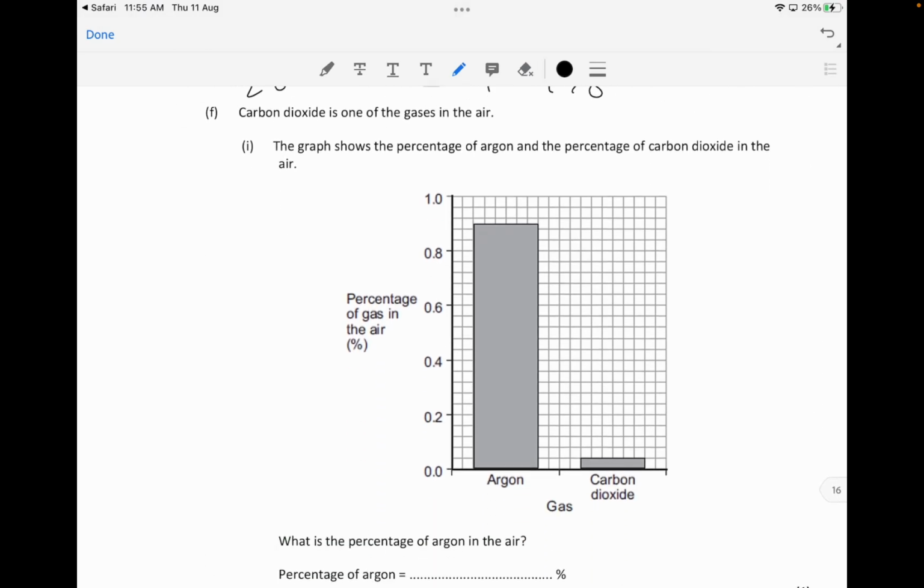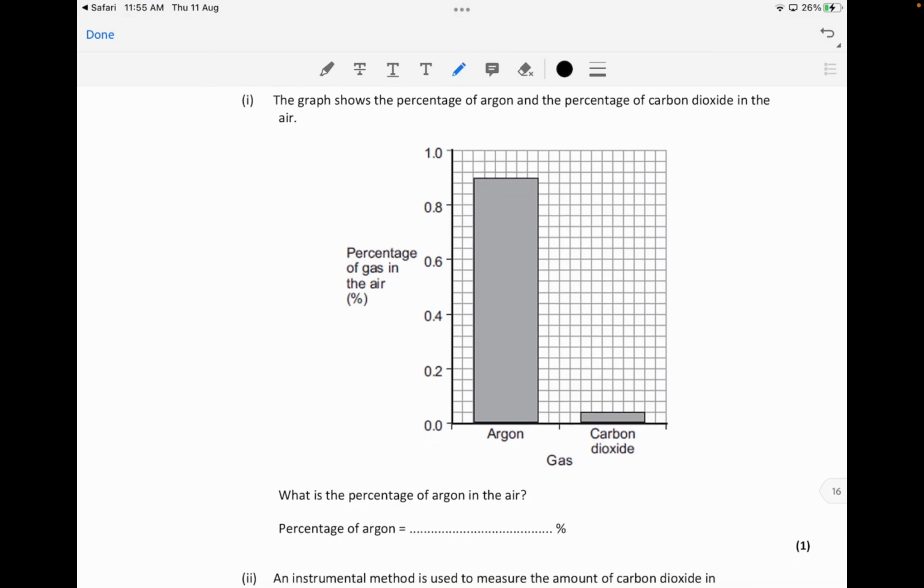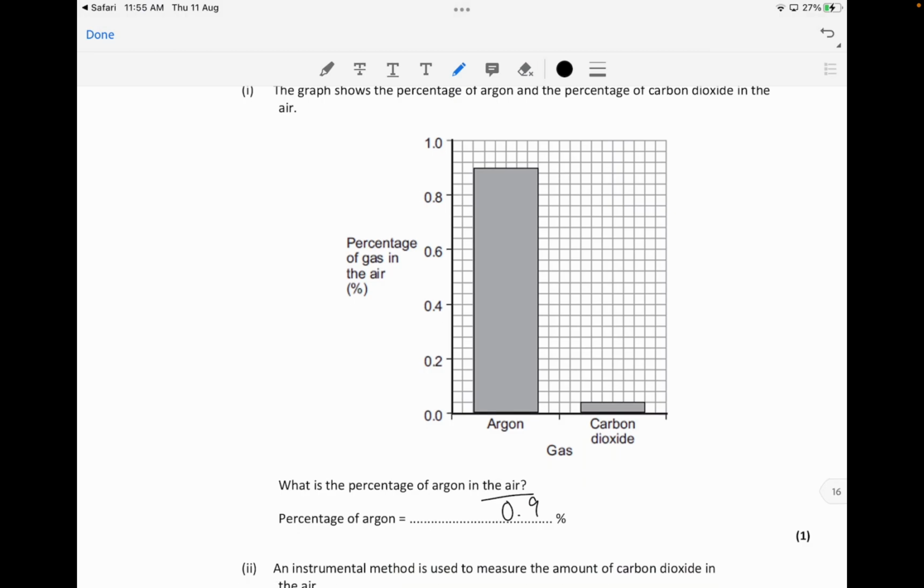Now the next question, you can see there's a nice little diagram of a graph. What's the percentage of argon in the air? The percentage is roughly about 0.9. As you can see, it's between 1.0 and 0.8, so it's going to be about 0.9. That's going to be a rough analysis guess.